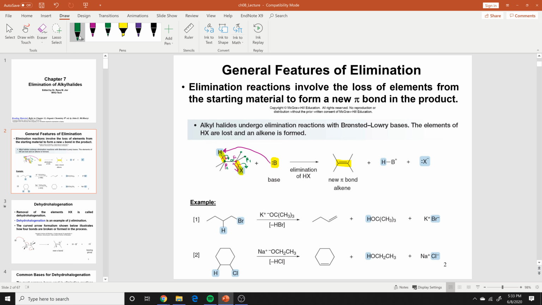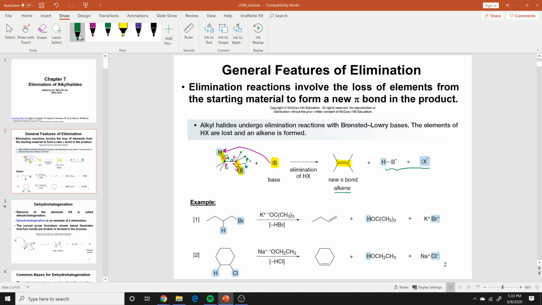The elimination product is always an alkene product. It's a carbon double bond carbon plus of course the byproducts in there, which is the base taking the hydrogen and any extra leaving group in the solution. Please remember that charges have to balance each other. For every positive charge, there is a negative charge counter ion that balances it.